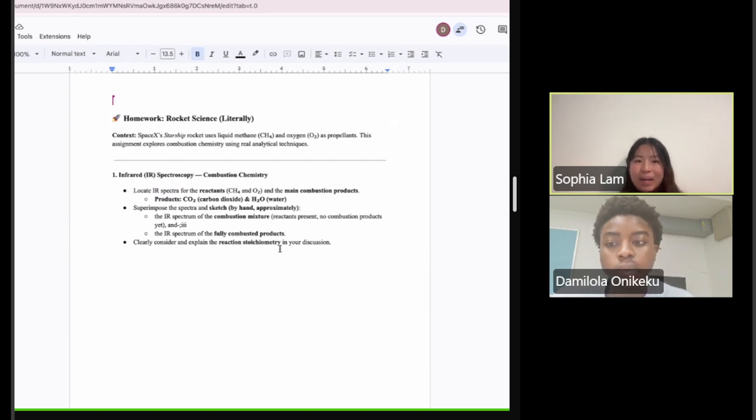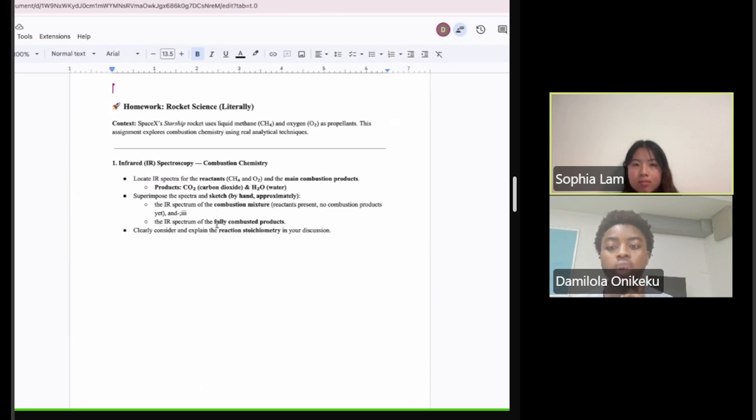And I'm Sophia Lam. In this assignment, we've been instructed to work with the rocket science in SpaceX. For my part of it, I've been assigned to construct a spectra for the mixtures of combustion of methane, which is used for rocket fuel.